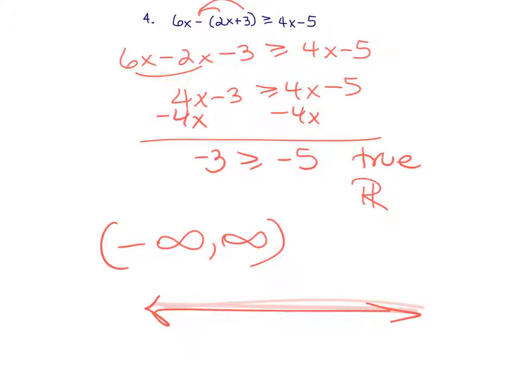Yes? Why is it in parentheses if it doesn't have the other line? Because the infinities never get a bracket, because the infinities never stop. It just keeps going. So infinity and -infinity never get a bracket. It's always parentheses because it goes forever. Now, if this were a false statement, the answer would be no solution. So when your variables cancel, you've got to look to see, is my statement true or false? And then from there, it'll be either all real numbers or no solution.